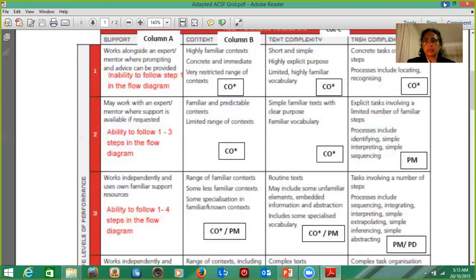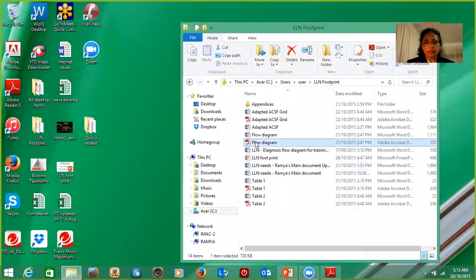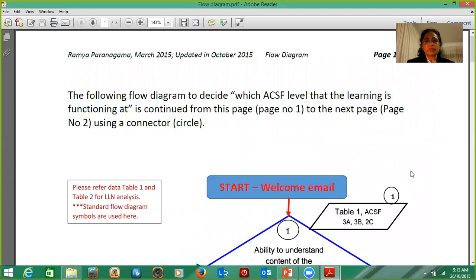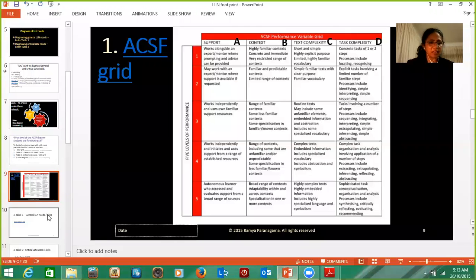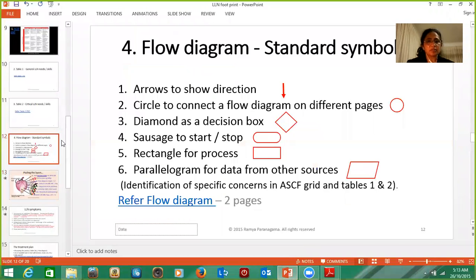Now I need to go back to my flow diagram, because the flow diagram gives you an idea of all the processes involved. In this case, the symbols used are the normal flow diagram symbols. To go to the symbols, it's better I highlight those symbols first. So that makes sense. The arrow is the direction, the circle is to connect a flow diagram on different pages. The decision box is represented by a diamond. Then start and stop will be a sausage shape. A rectangle will indicate a process, and the parallelogram will show you the other sources that I've been using.